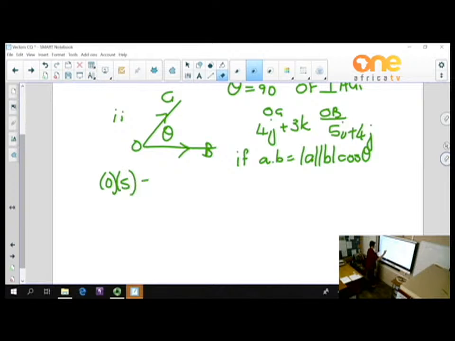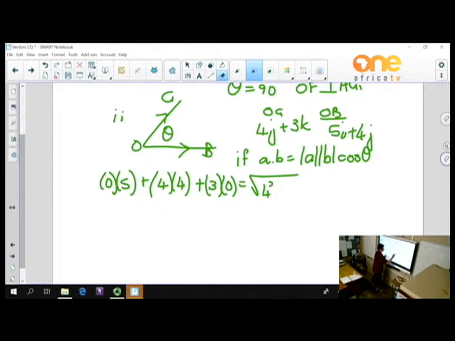You have to write it, otherwise there's going to be a mistake. Then there's no 4 there, so that one will be, oh, there's 2 j's, so that's 4 by 4. And then the k's, there is no k, so it will be 3 times 0. You have to put that there. So then it is magnitude, so 4 squared plus 3 squared. And the magnitude of OB is 5 squared plus 4 squared, cosine theta.